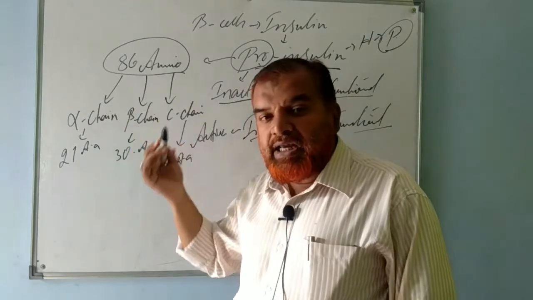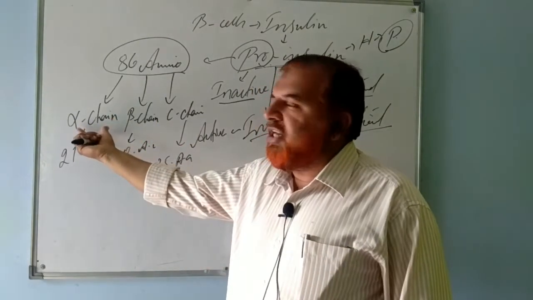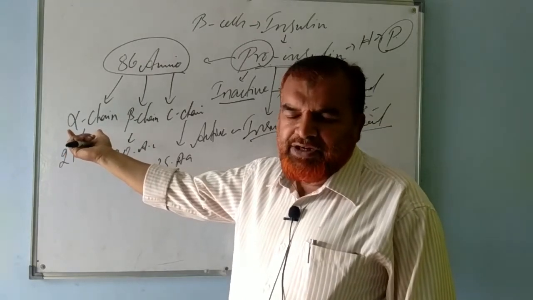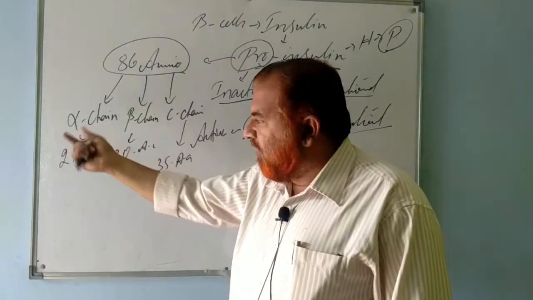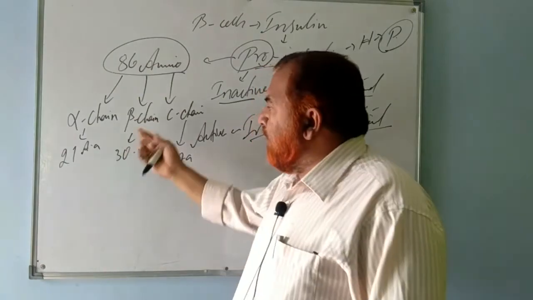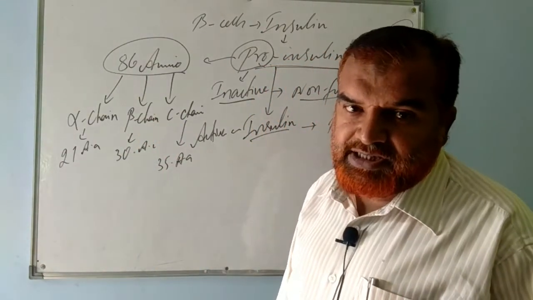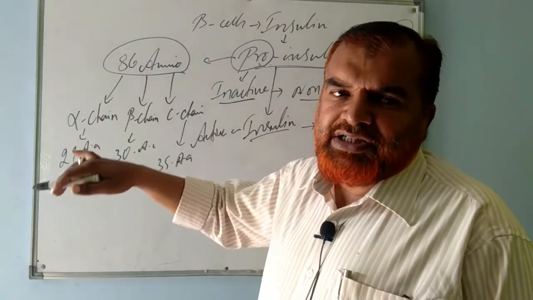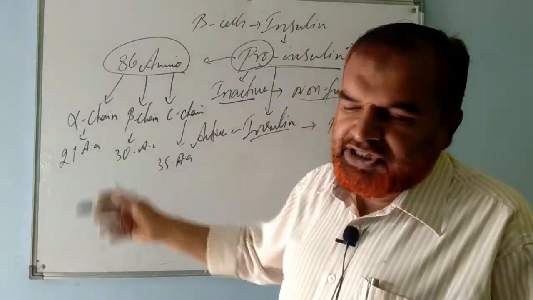What do you mean by that? Alkaline in nature. This chain is acidic. Its pH value is acidic, it's acidic in nature. Alpha chain has 21 amino acids. Beta chain, 30 amino acids, it is alkaline or basic in nature. You can easily remember: A for alpha, acidic chain; B for beta, basic chain.